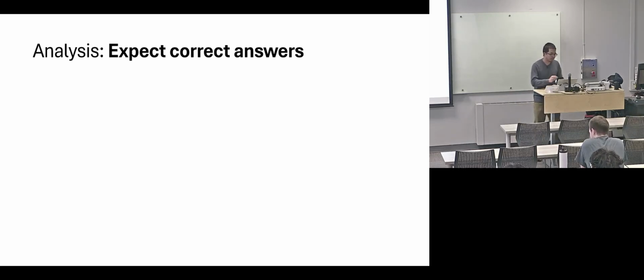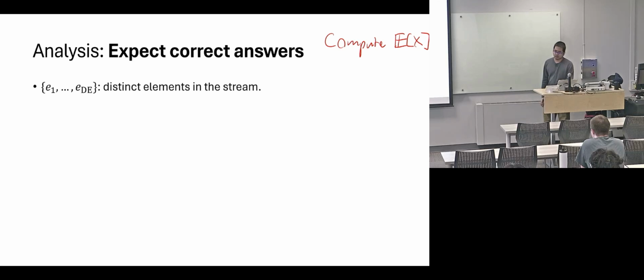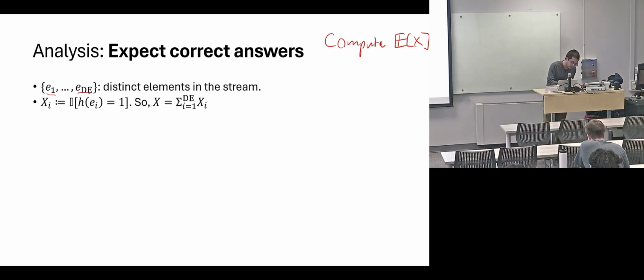Basically we want to compute the expectation of X and see if that makes sense. That's the goal. Let me rewrite things a bit. I write this set E1, E2 up to E_D as the set of distinct elements in the stream, and I define Xi to be the indicator that the i-th distinct element hashes to 1. So X is exactly the sum of the Xi.